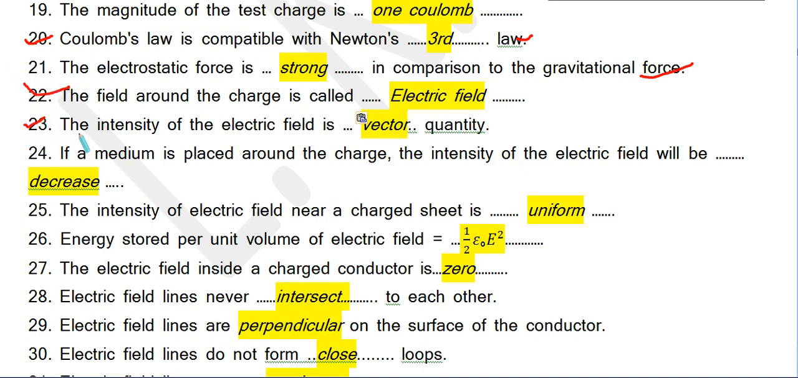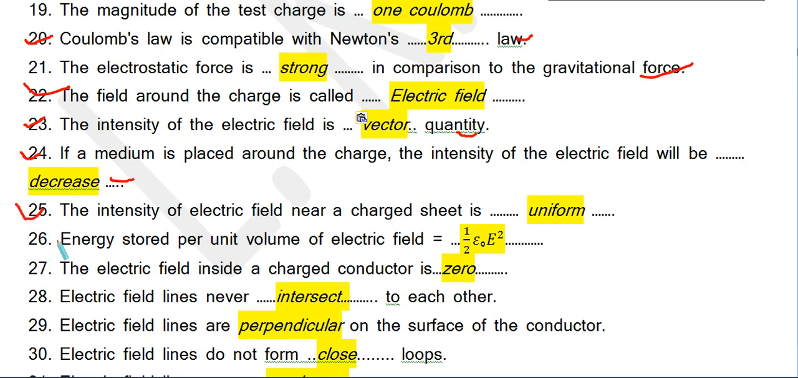Question number 23. The intensity of the electric field is a vector quantity. Question number 24. If a medium is placed around the charge, the intensity of the electric field will be decreased, because electric field is inversely proportional to the dielectric constant of the dielectric medium.